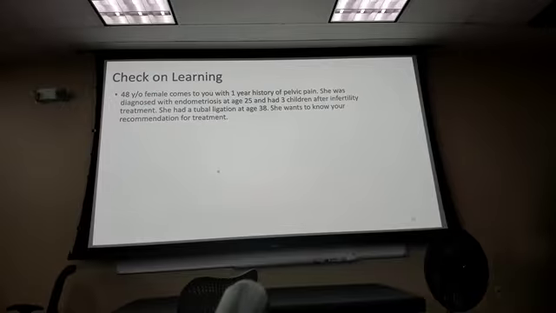So now you have a 48-year-old female that comes in. She's had a 1-year history of pelvic pain. She was diagnosed with endometriosis at 25. She ultimately had 3 children after infertility treatment and a tubal ligation at 38. So she's done childbearing. She says, what do you recommend for me? Could we still offer her medical management? Sure, we can still offer medical management.